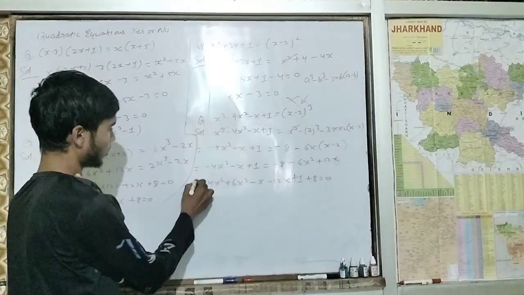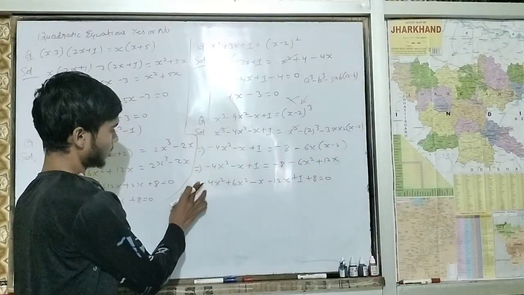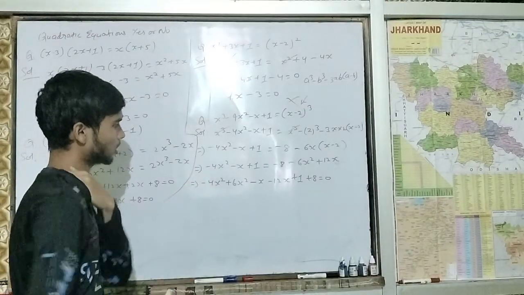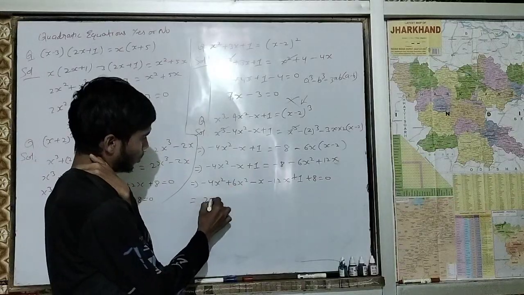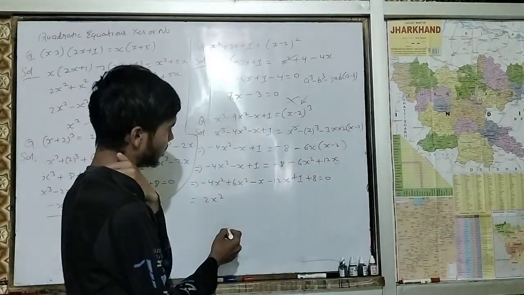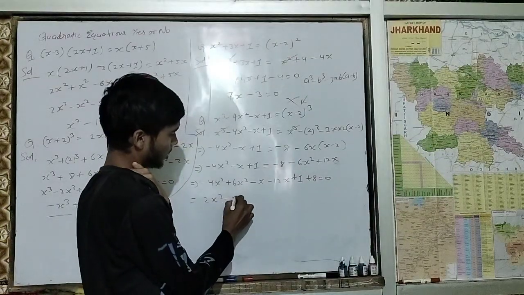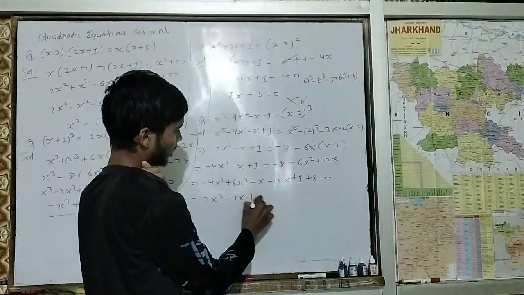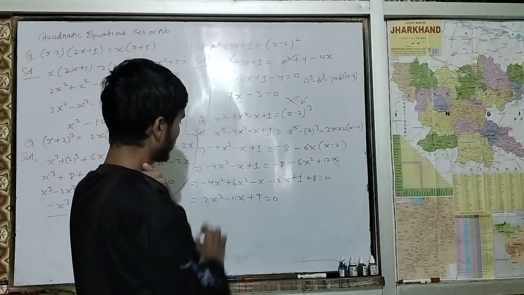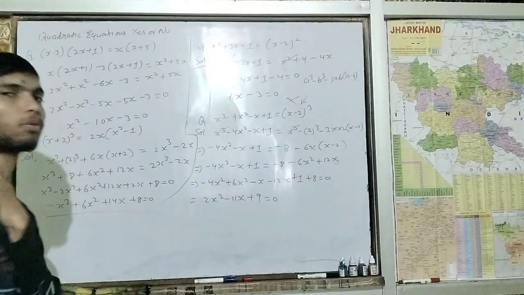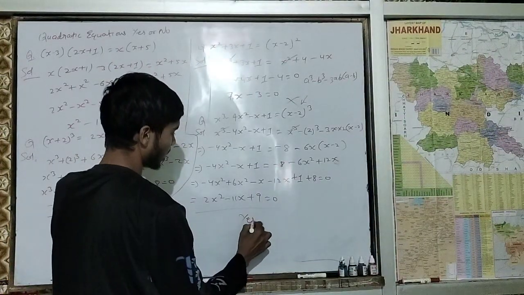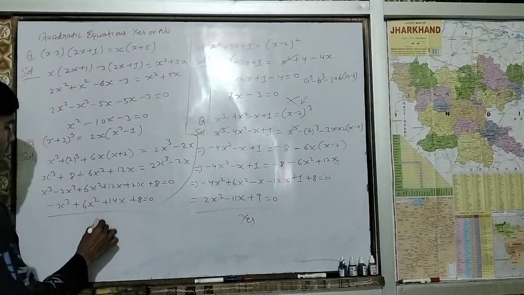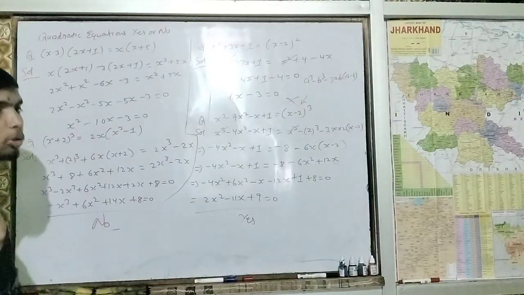This is what is happening over here. Look at, this is becoming 2x square and it is becoming minus 11x and this is giving us 9. Yeah, it is a quadratic equation because the highest exponent is a 2. In this you can say this is quadratic equation, but this is not quadratic equation, it is a cubic equation.